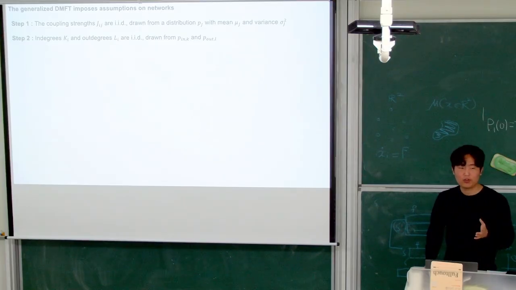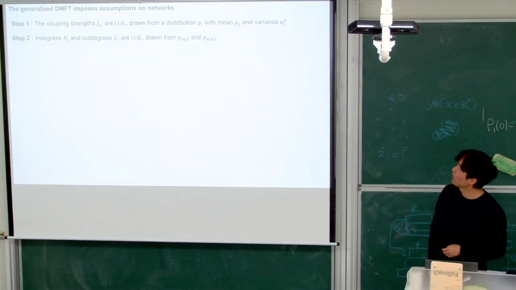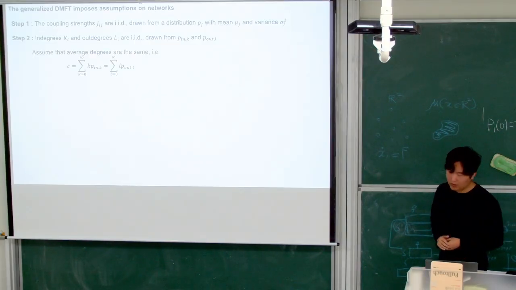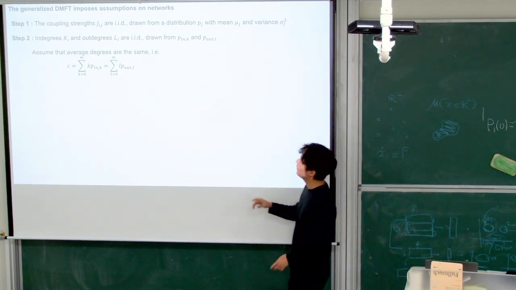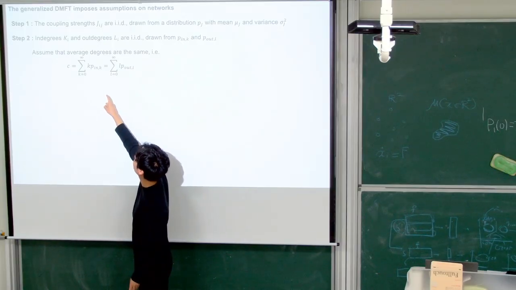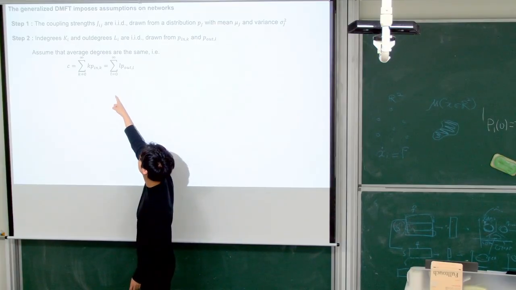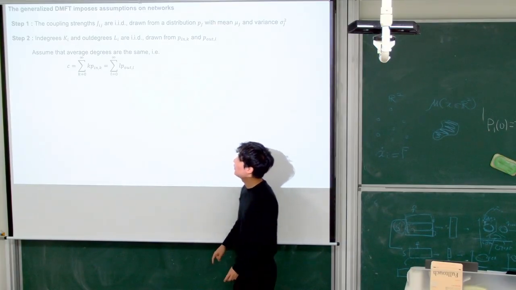Next, you also choose the in-degree and out-degree from some random distribution. They are also IID. But the assumption is that the expectations of the in-degree and out-degree are the same, equal to the number C.